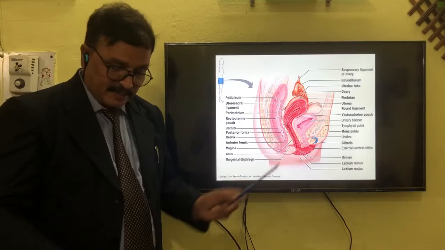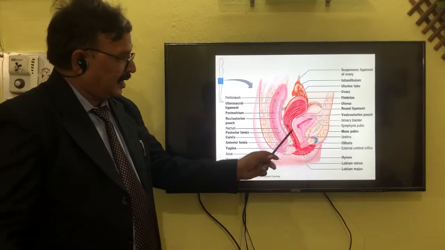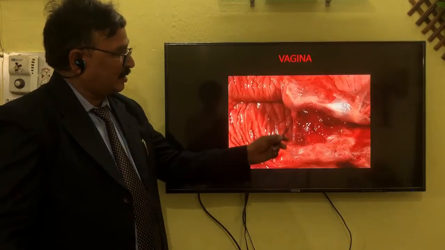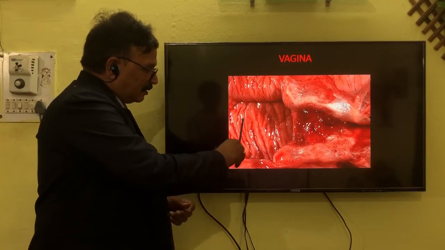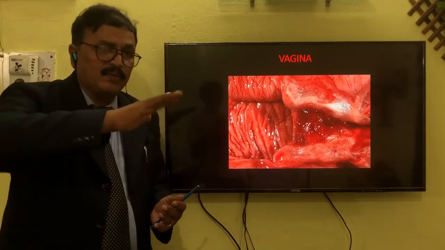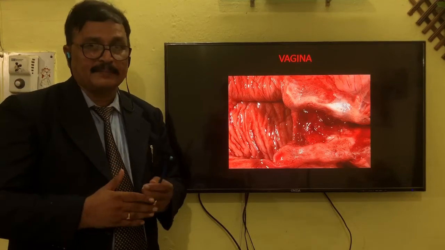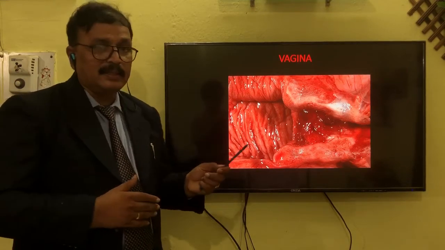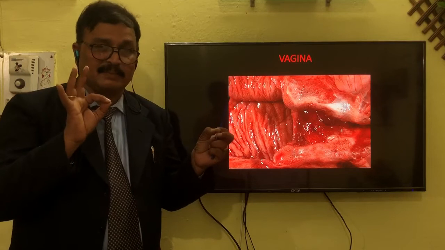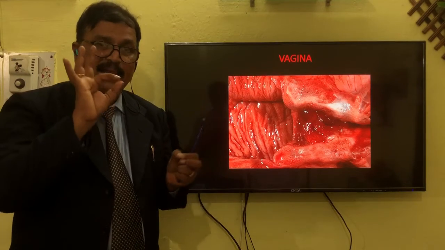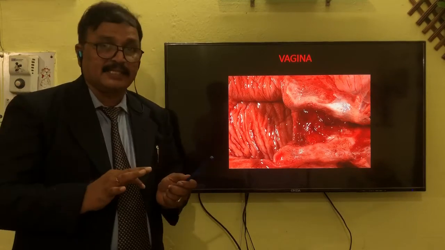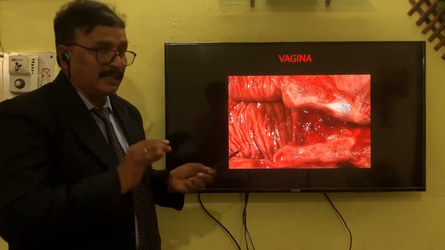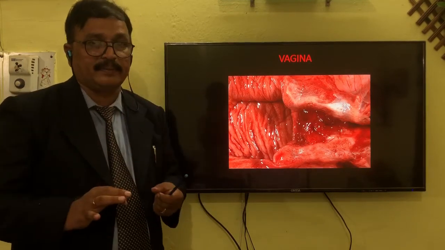Now let us take the vagina. Let us observe this vagina. This is the original photograph. Inside the vagina, there are a number of folds called rugae. That shows that it is highly extensible. Understood? It can accommodate even a penis of bigger size. So it has a lot of elastic property.